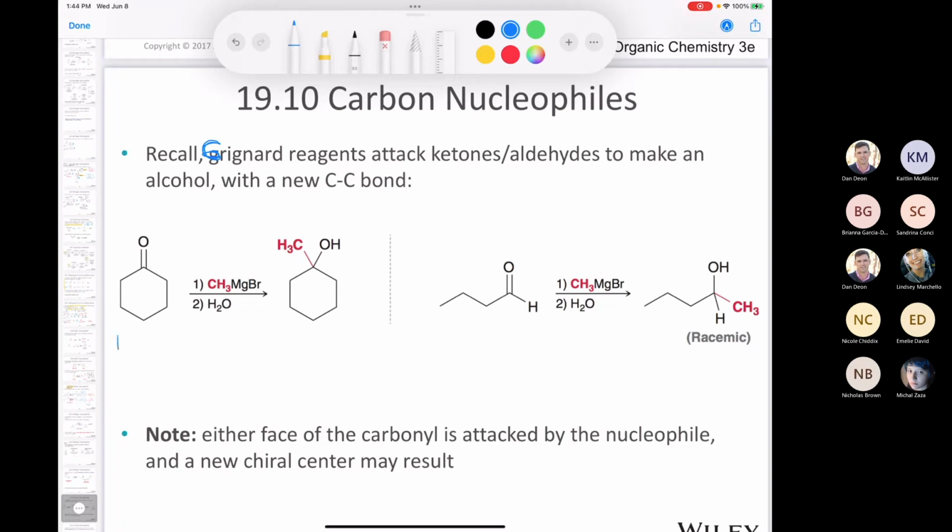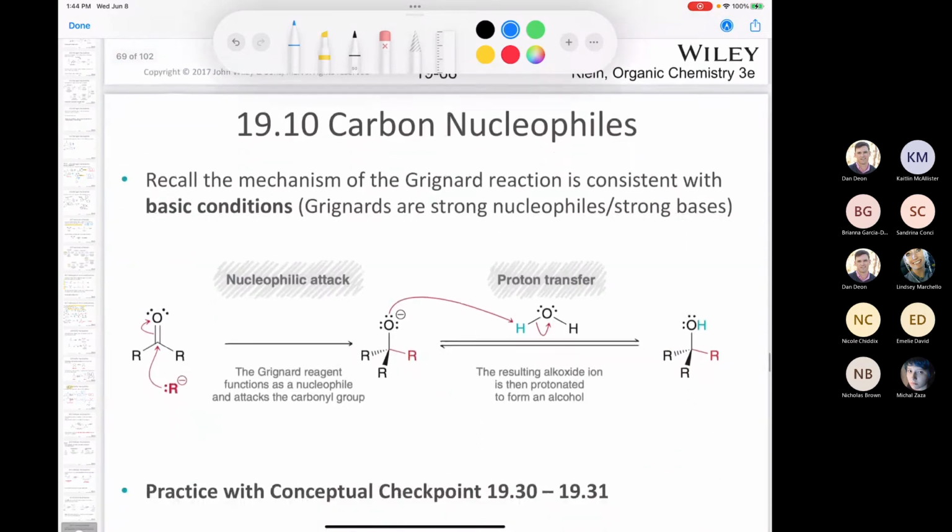And if we start with a ketone, and we treat it with a Grignard reagent, we get a tertiary alcohol. And if we start with an aldehyde, we end up with a secondary alcohol. Here we go. And again, same rationale. Since the electrophilic carbon is sp2 hybridized, the nucleophile, our Grignard reagent, can come in and attack from either face of the molecule. So we can end up with a racemic mixture. All right, so nothing really new there.